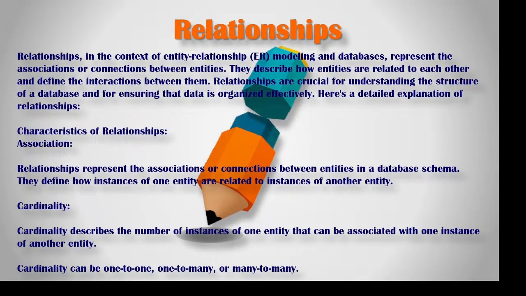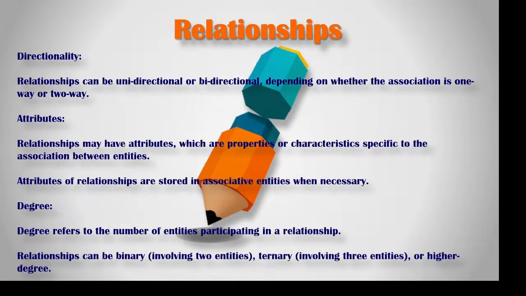Directionality. Relationships can be unidirectional or bidirectional, whether the association is one-way or two-way. Attributes. Relationships may have attributes, which are properties or characteristics specific to the association between entities. Attributes of relationships are stored in associative entities when necessary.